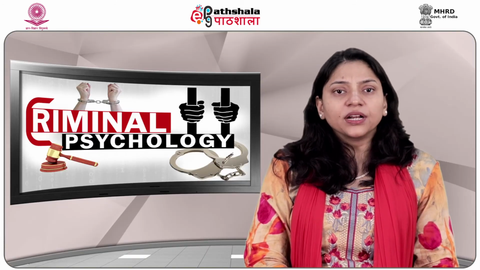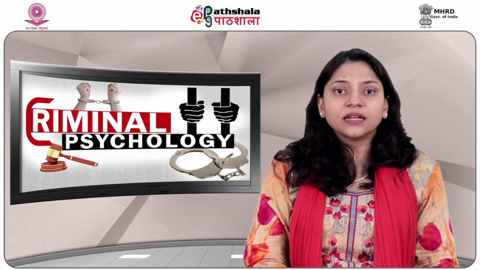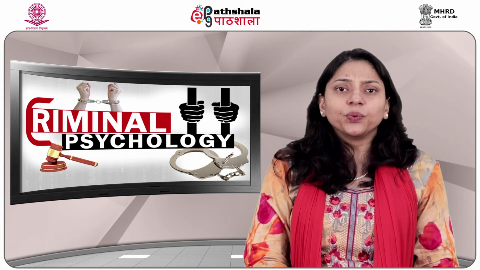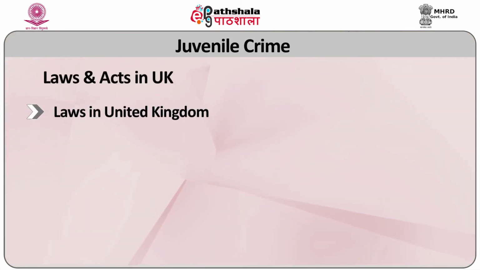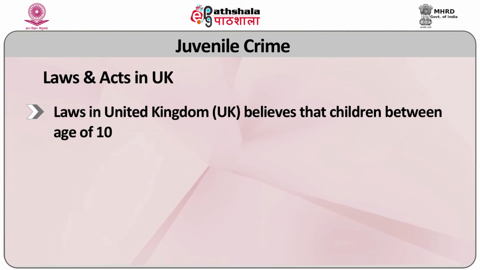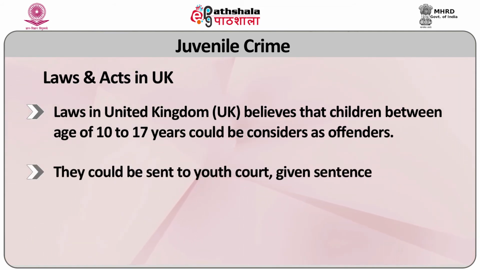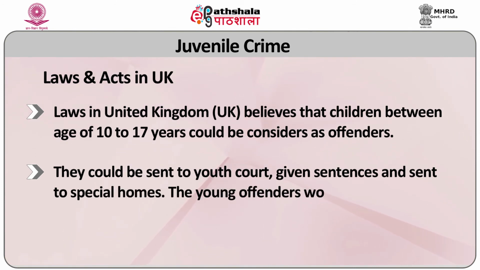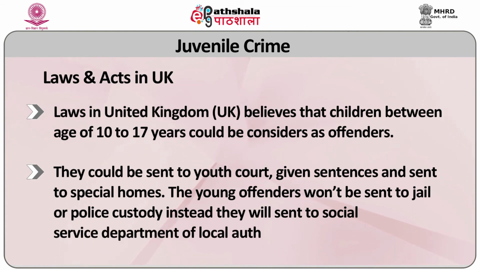Acts like the Children and Young Person Act 1933 and the Crime and Disorder Act 1998 determine the juvenile justice system in the United Kingdom. Laws in the United Kingdom hold that children between the ages of 10 and 17 years could be considered offenders. They could be sent to youth court, given sentences and sent to special homes. The young offenders won't be sent to jail or police custody. Instead, they will be sent to the Social Service Department of local authorities.